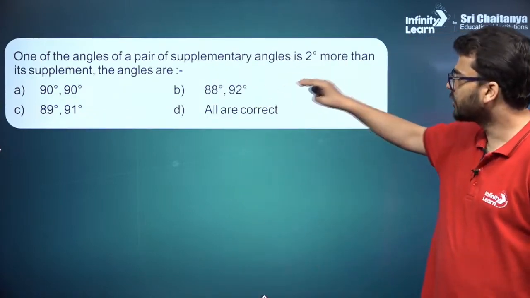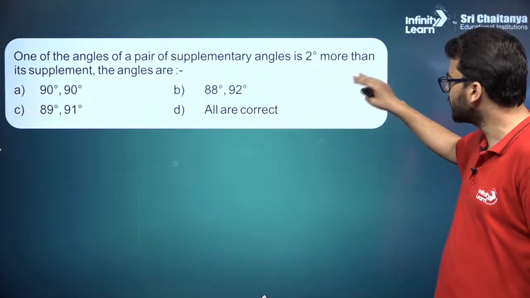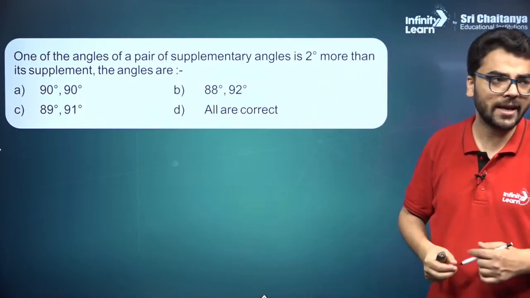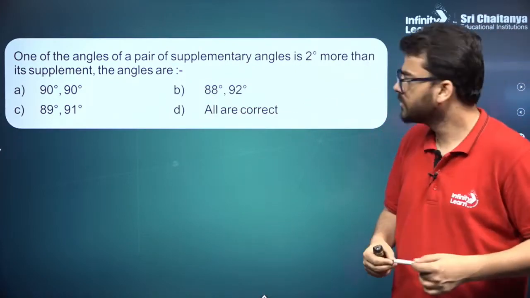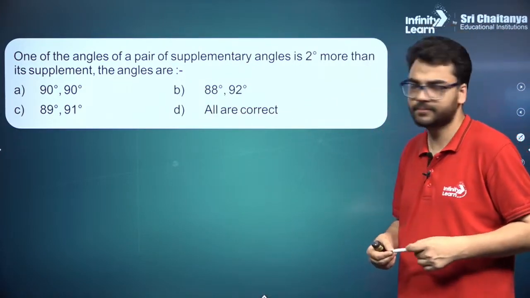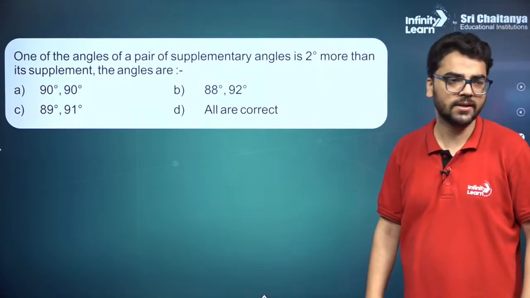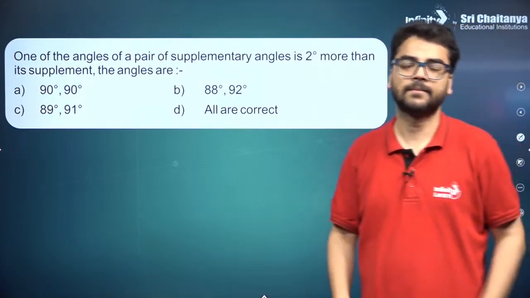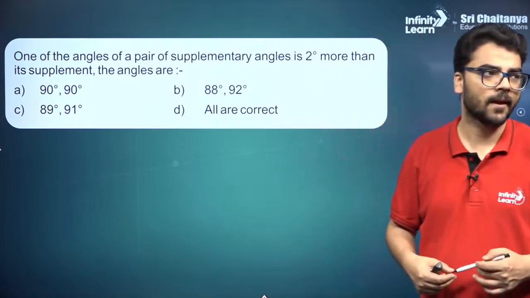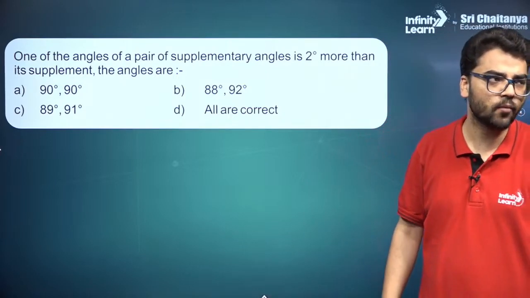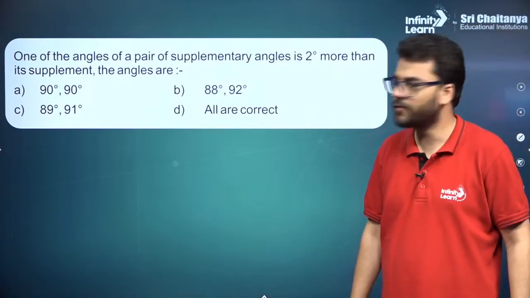One of the angles of a pair of supplementary angles is 2 degrees more than its supplement. Two degrees more than its supplement. So you have to find the angles. Try doing this one. One of the angles of a pair of supplementary angles is 2 degrees more than its supplement. So you have to find the angle.